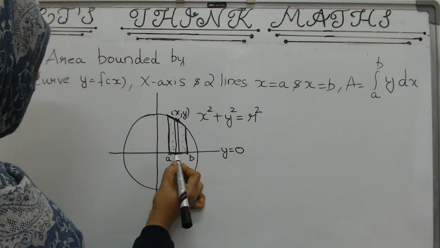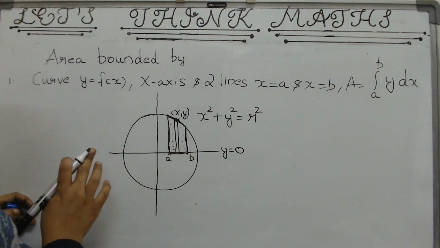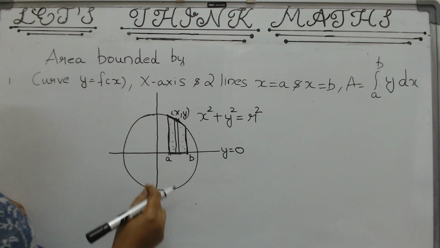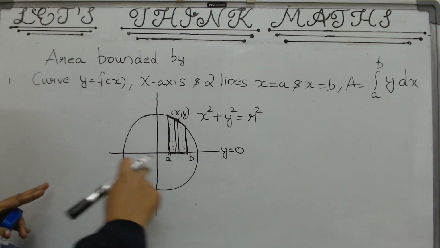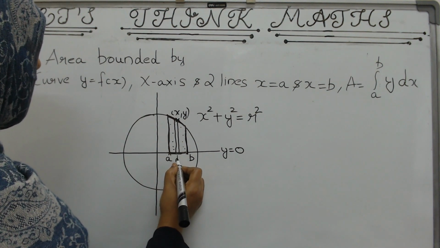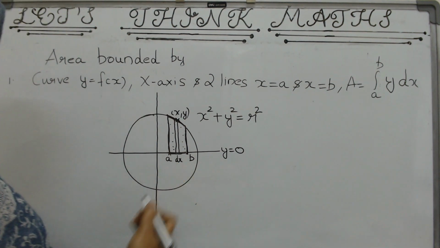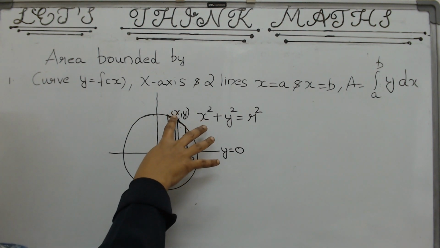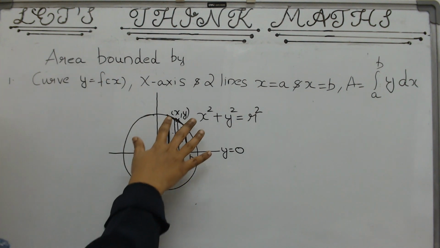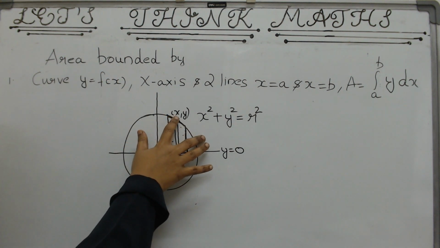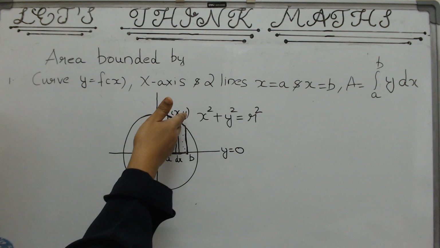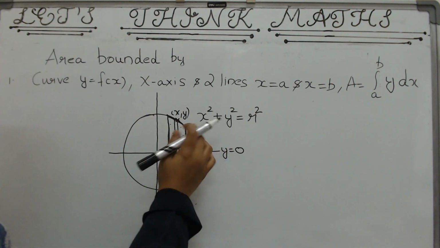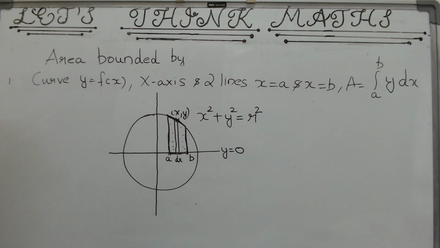So now look at the foot of the rectangle. Where is it? It is along the x-axis, and it is incredibly small. It's very, very small. A small quantity along the x-axis. So how do you denote a very small quantity along the x-axis? We denote it by dx. Now we have to find the area of just this small rectangle. So what will its length be? Any point on this circle is denoted by the ordered pair x, y, which satisfies the condition x square plus y square is equal to r square.